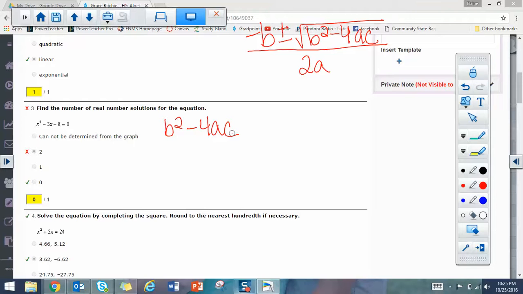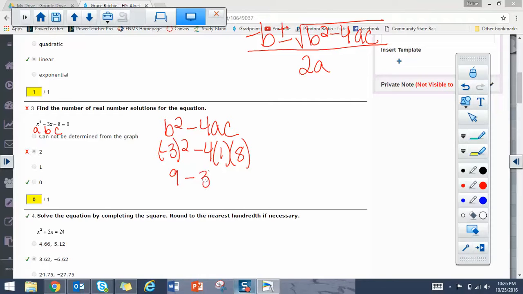If it's positive, you get 2 answers. If it's negative, you will get no answers. And if it's 0, you will get 1 answer. So I'm going to label here a, b, and c. So that's negative 3 squared minus 4 times 1 times 8. So that's 9 minus 32, or negative 24, or excuse me, negative 23.